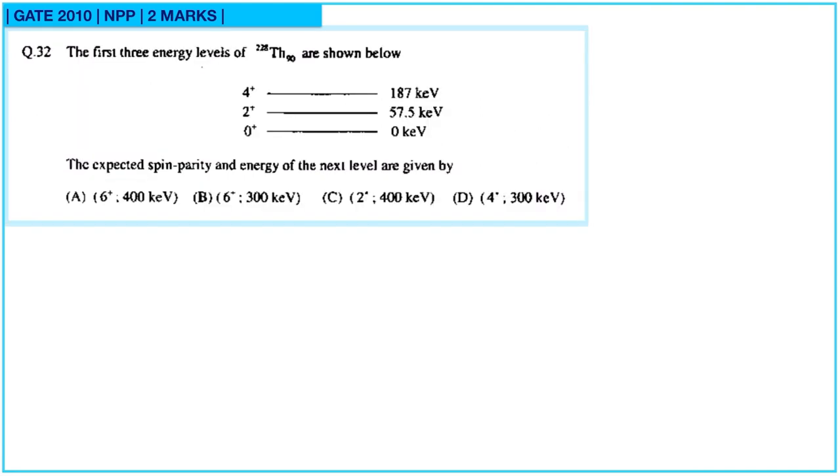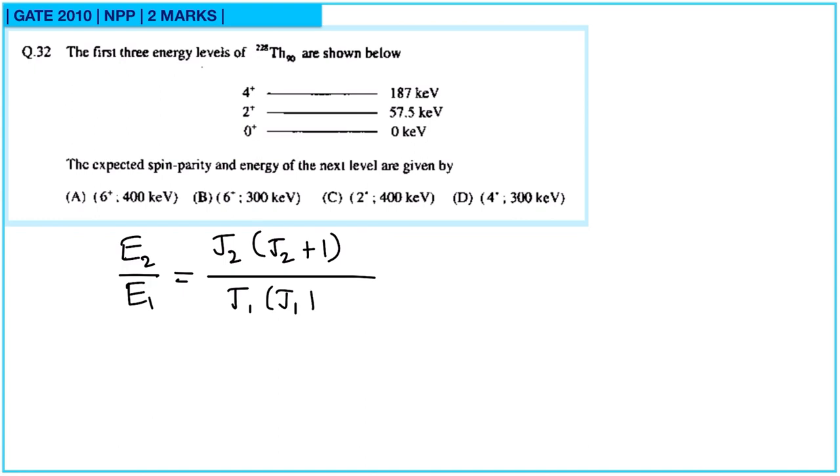Next, question number 32. If the first three energy levels of 228 thorium-90 are shown below, the expected spin parity and energy of next level are given by. So here we have this formula. We have E2 is equal to J2 into J2 plus 1. And if I am taking ratio of this with respect to 1, so E2 by E1, then it will be simply J2 into J2 plus 1 upon J1 into J1 plus 1. This will be the formula.